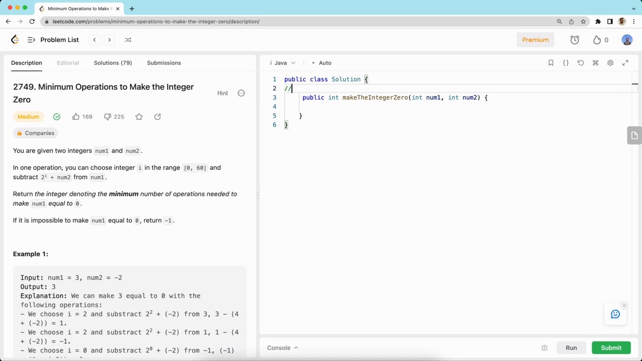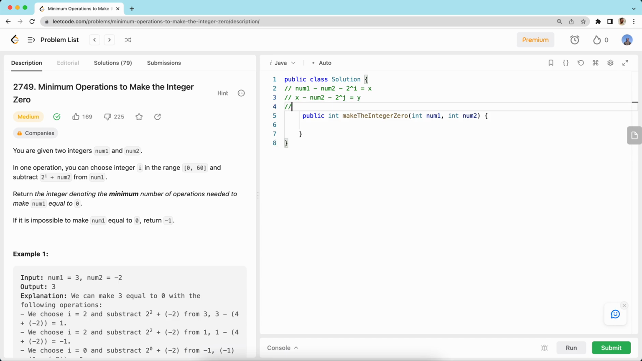So let's understand the problem first. We need to subtract from num1 num2 and some power of 2, that will give us x. And then from that x we again subtract num2 and some power of 2, that will give us y. And then from this y we'll again subtract num2 and some power of 2, let's say 2 raised to power k, and finally this gives us 0.